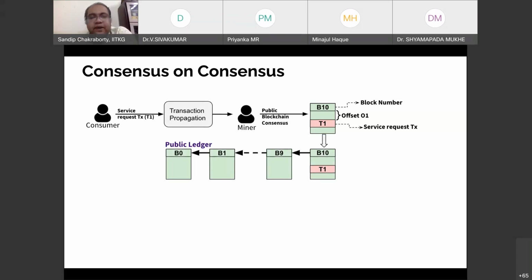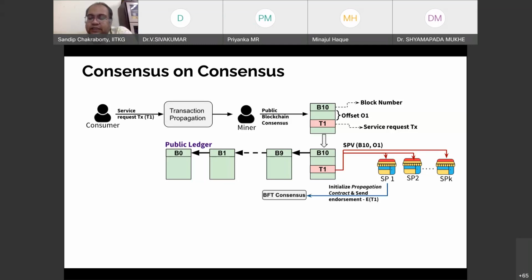Once that transaction is there, all these transactions from different consumers form a public ledger, a public blockchain network. Now, what the service providers do is pick up the transactions, that means the service requests, from this public blockchain. Once the service providers pick these transactions from the public blockchain, they initialize a smart contract, which we call the propagation contract, and send an endorsement.